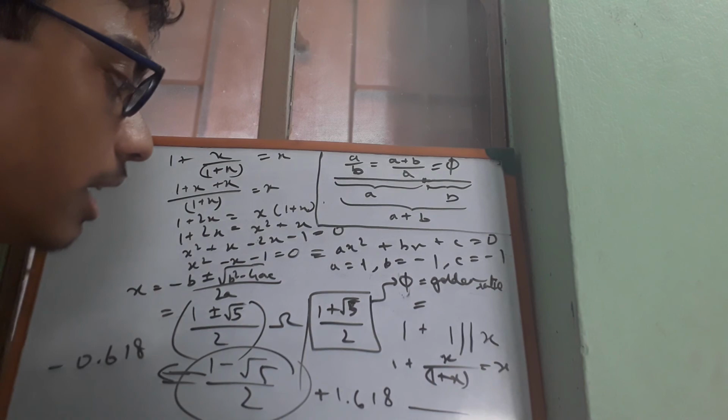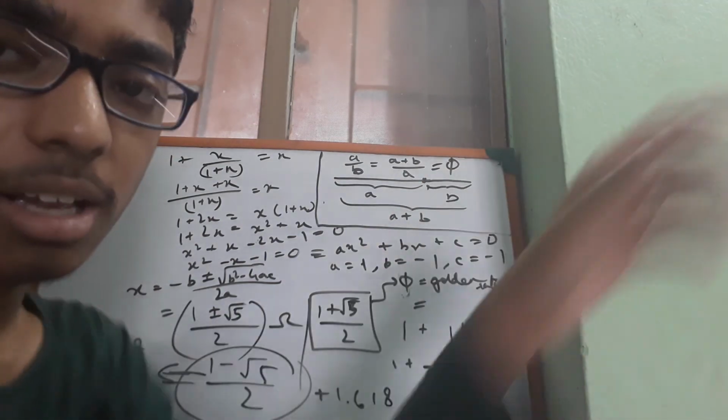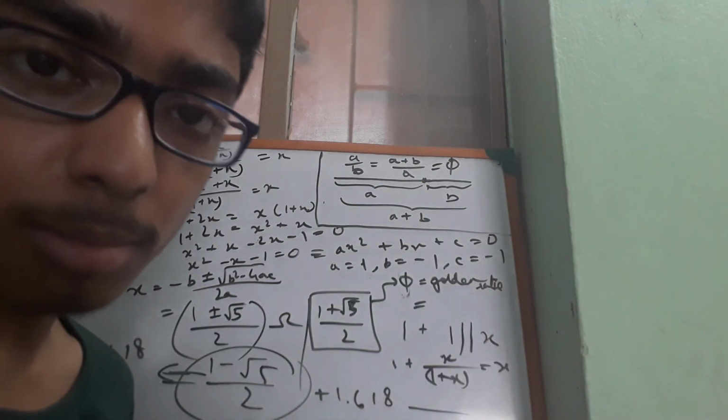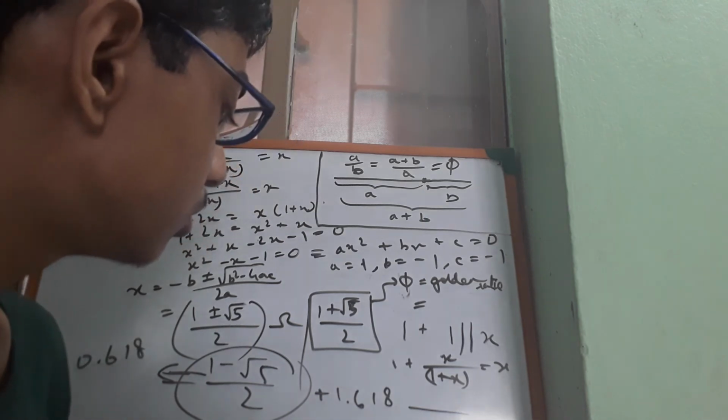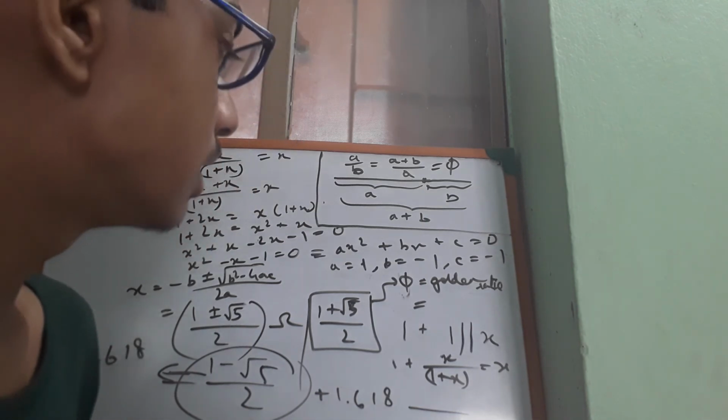And there are many interesting numbers in mathematics, like Euler's number, pi, Feigenbaum's constant, golden ratio, and so on. You can check this out on the internet if you like.